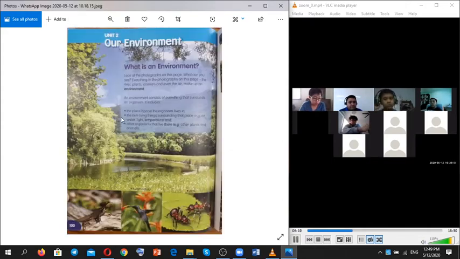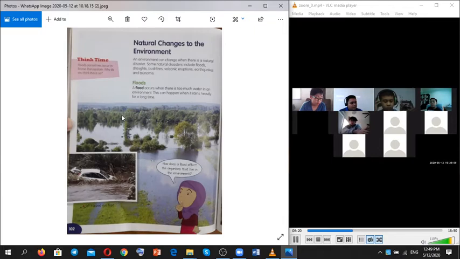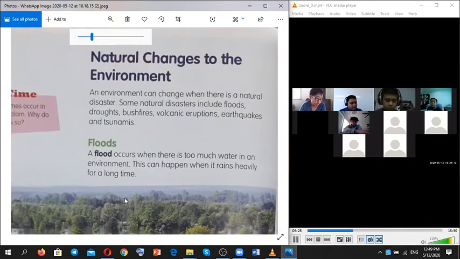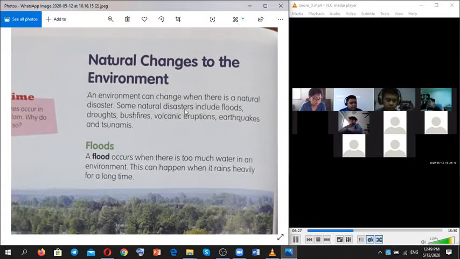Natural changes through the environment. An environment can change when there is a natural disaster. Some natural disasters include floods, droughts, bushfires, volcano eruptions, earthquakes, and tsunamis.